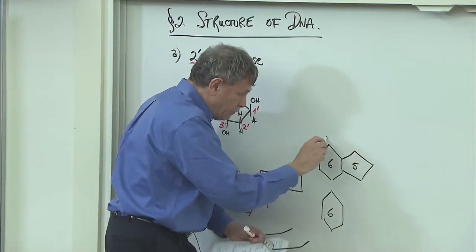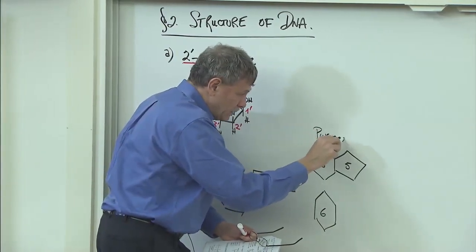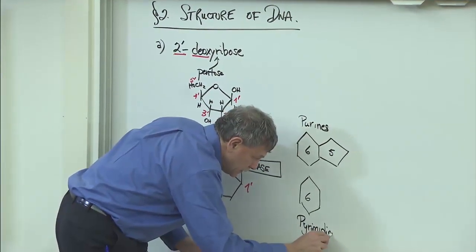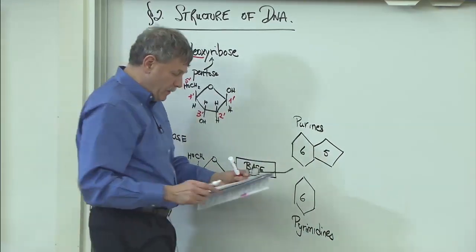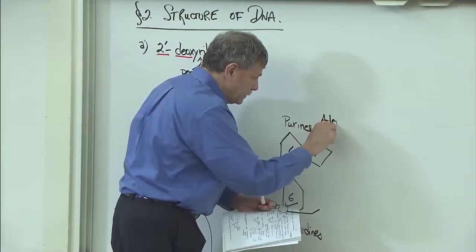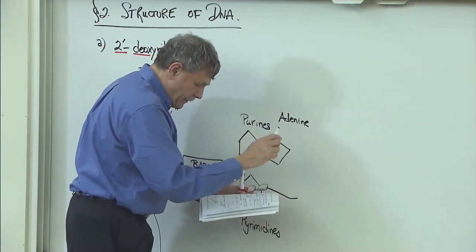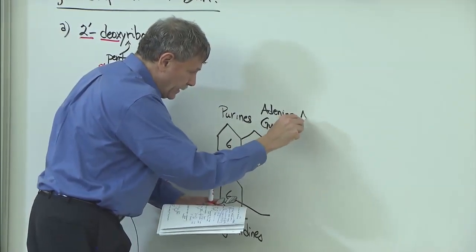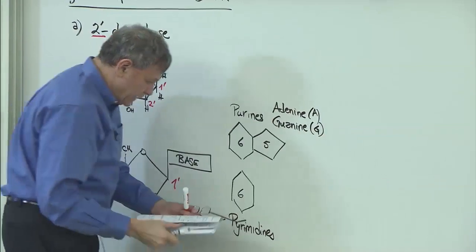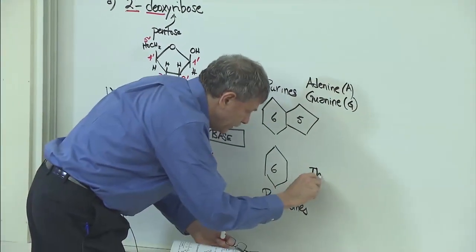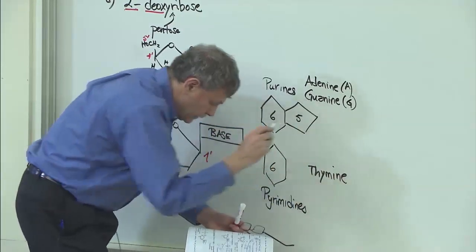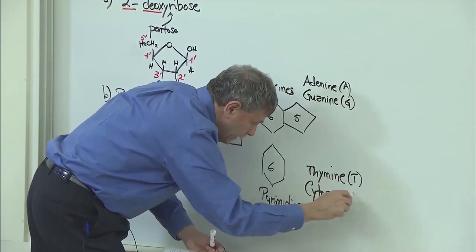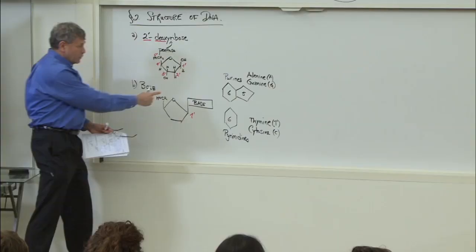These guys are purines. These guys are called pyrimidines. The 2 purines are adenine and guanine, A and G, we write. These guys here are thymine and cytosine, T and C. Those are the 4 possibilities for the base.